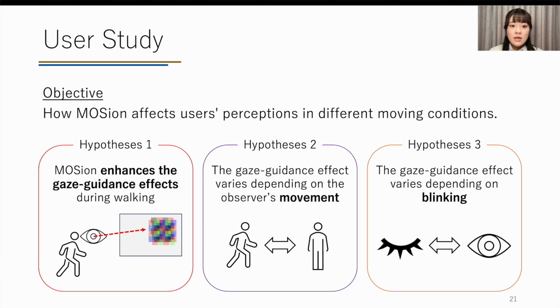The first is, MOSion enhances gaze guidance effect during walking. The second is, the gaze guidance effect varies depending on the observer's movement. The third is, the gaze guidance effect varies depending on blinking.